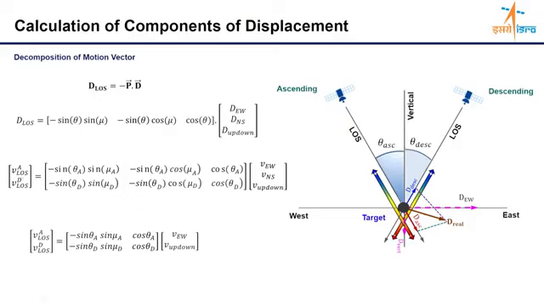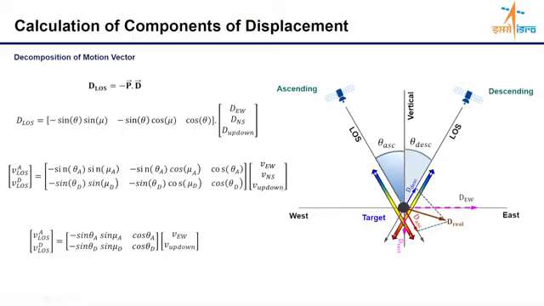In these equations, the line of sight displacement from the ascending path is known from the InSAR investigations. The line of sight displacement from the descending path is known from the InSAR investigations. Theta a, the incidence angle from the ascending path, is known. Mu a, the azimuth look angle from the ascending path, is known. The incidence angle from the descending path is known. Mu d, the azimuth look angle from the descending path, is known. It means all these components in the projection vectors are known. What is unknown? These 3 components of the actual displacement vector.